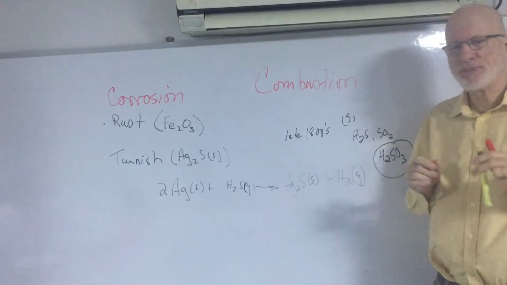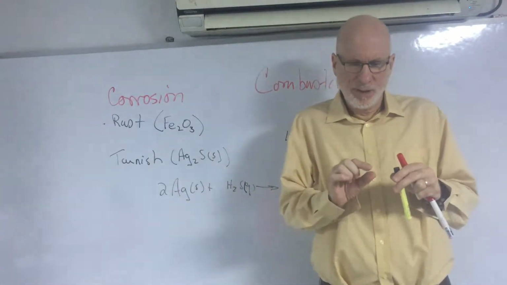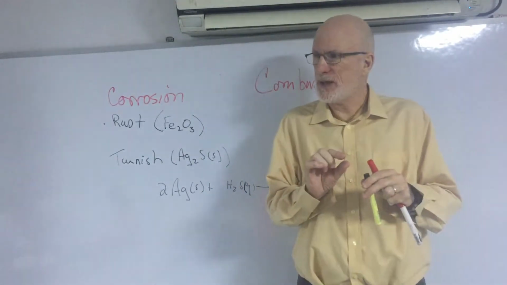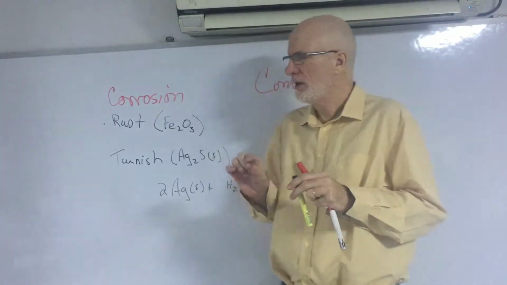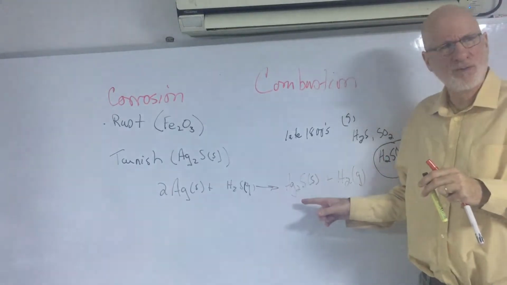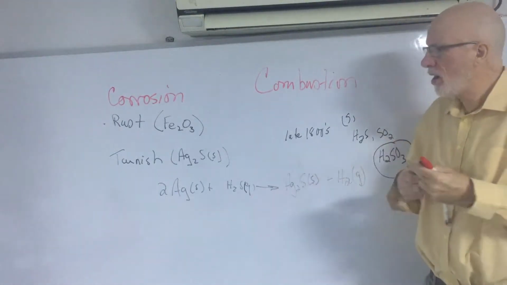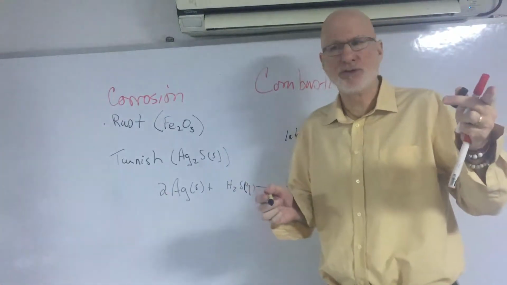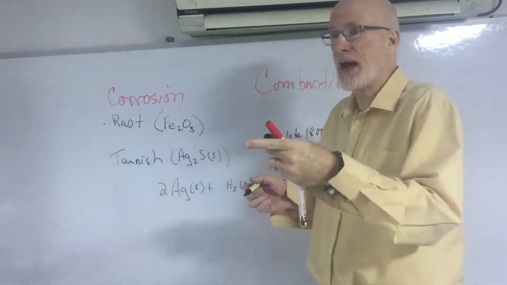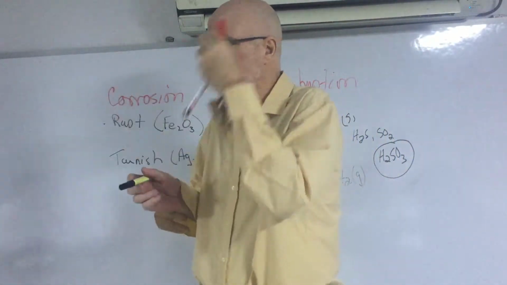It protects it. What happens is this: the silver sulfide forms an impenetrable skin over the silver so that nothing can get in. As opposed to, does anybody have the equation for the formation of rust yet? Nobody? You have it. You have it on your phone. I just don't remember it offhand.